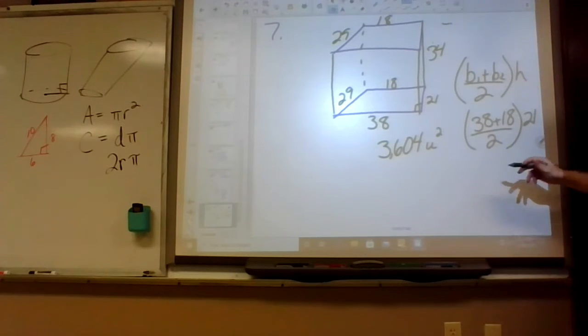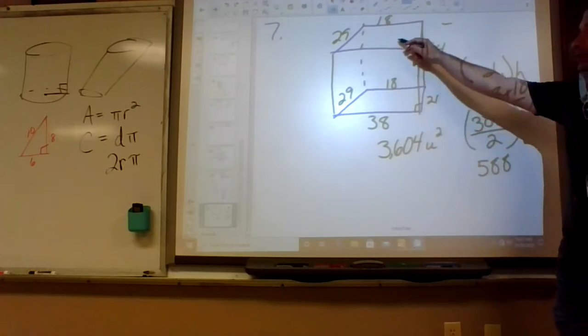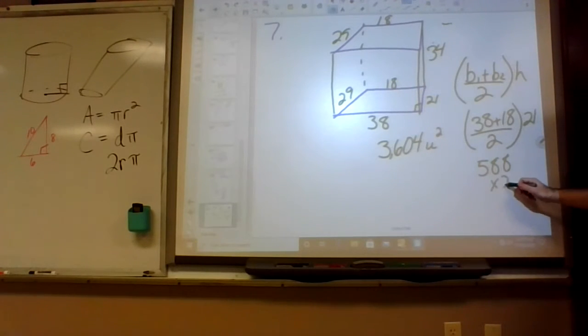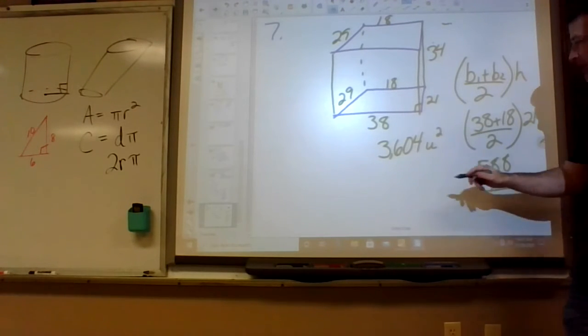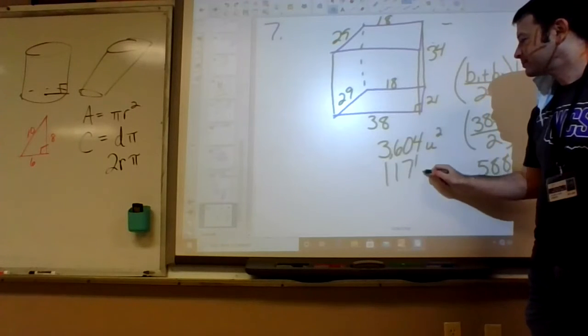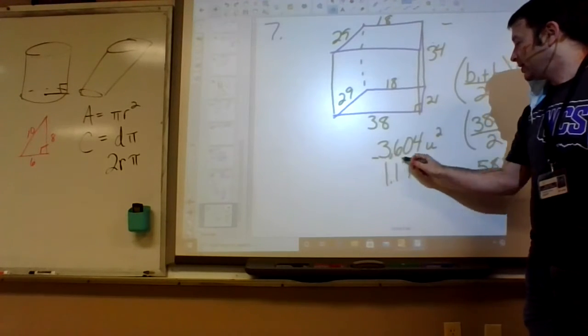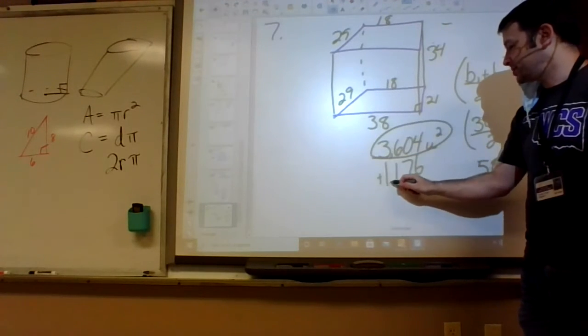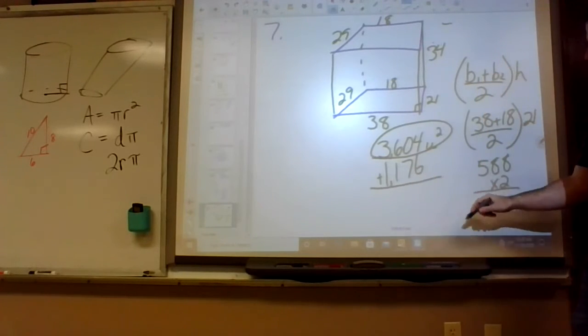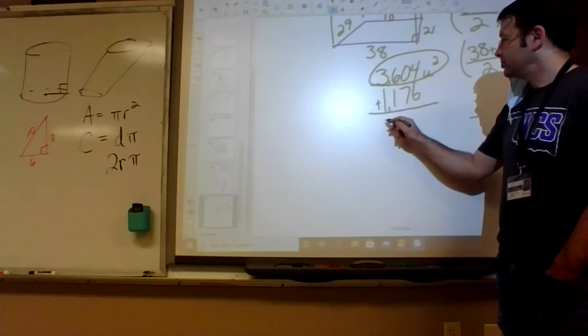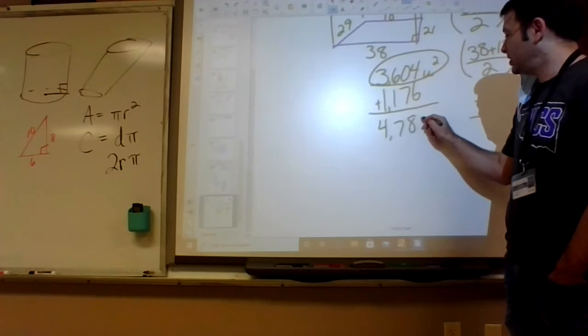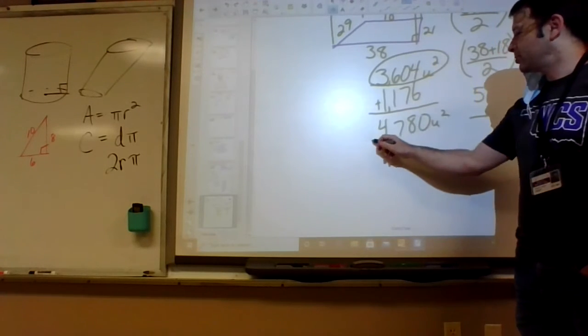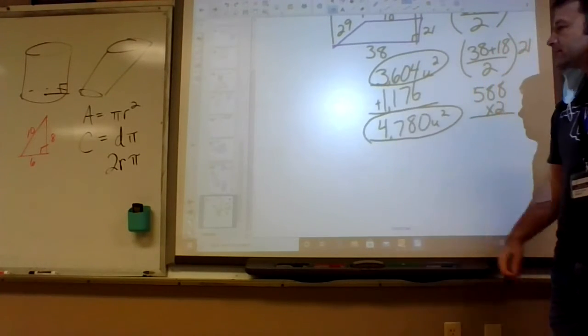588. That gives us one trapezoid base, but we have two trapezoid bases, so you do times 2, which is 1,176. Okay, add that to the first area. We get 4,780. That will be our total surface area.